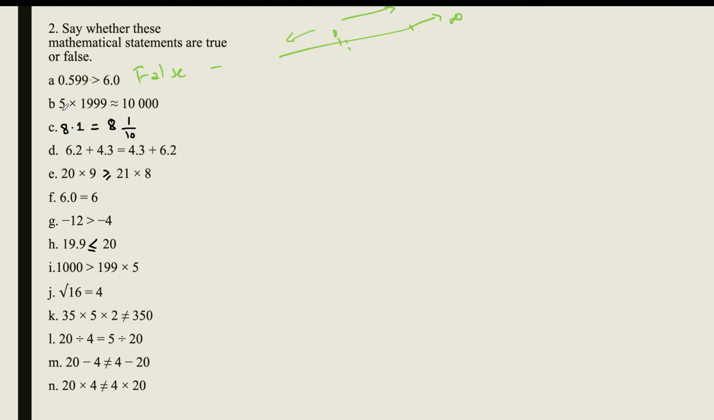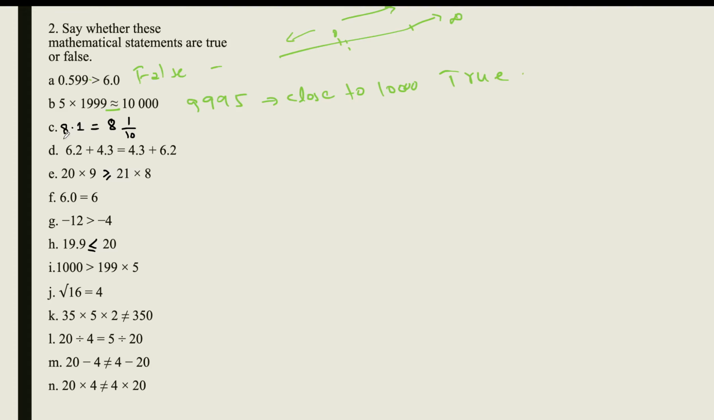Next, we have 5 multiplied by 1999 is approximately equal to 10,000. If we multiply 5 by 1999, we get 9,995, and this value is close to 10,000. Therefore, in here the sign is approximately, so this statement is true.